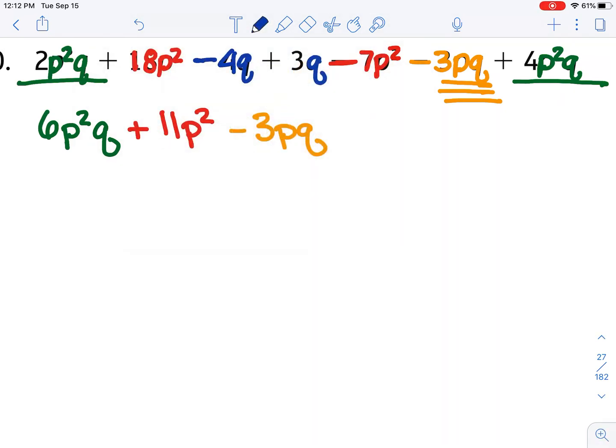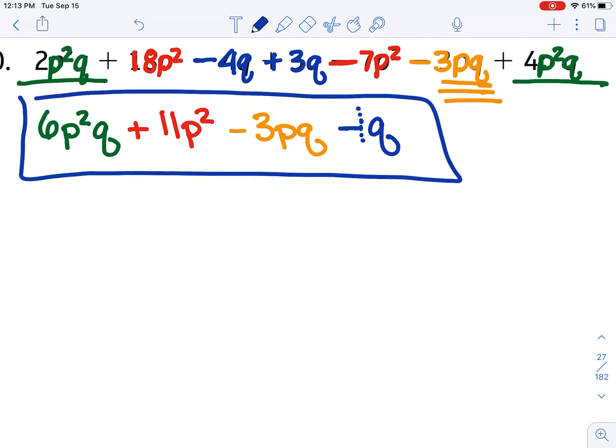So I have minus 4Q plus 3Q. This gives me negative Q. Okay, the 4 is bigger than the 3, so it's going to be a negative number. 4 is 1 bigger than 3. I could have that imaginary 1 there, or it does not need to be there. It's your choice. This is my final answer.